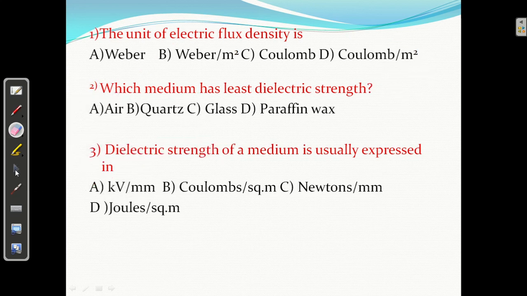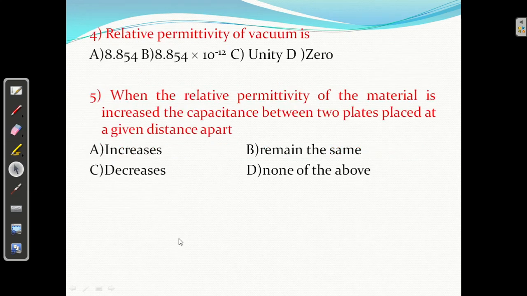Okay. Question number 4, sorry. Relative permittivity of vacuum. You know, epsilon 0. Relative permittivity of vacuum is 1. Because permittivity of vacuum is 8.854 into 10 raised to power minus 12. Relative is 1. It is answer C.